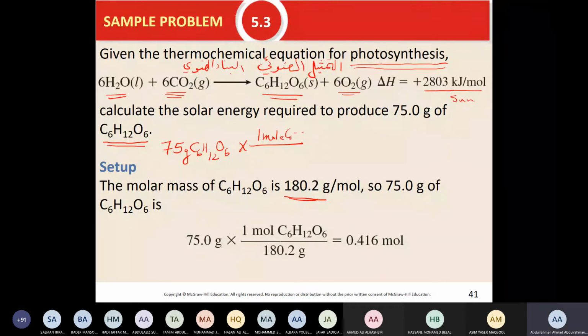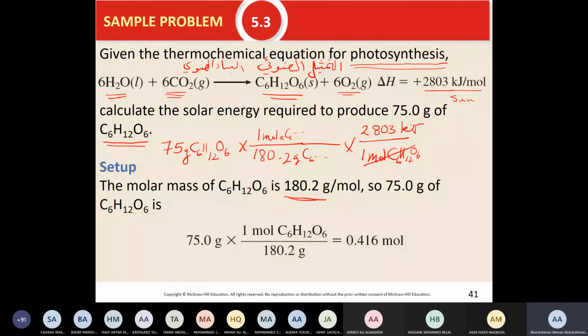C6H12O6, and here 180.2 gram C6H12O6. Then what's next? Change it to kilojoule per mole. Each 1 mole C6H12O6 will give me, or need, 2,808 kilojoule, and this will go with this, and you can have the answer. What's the answer? Quickly.